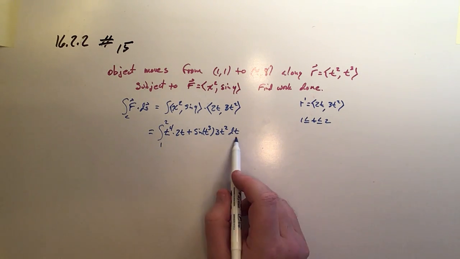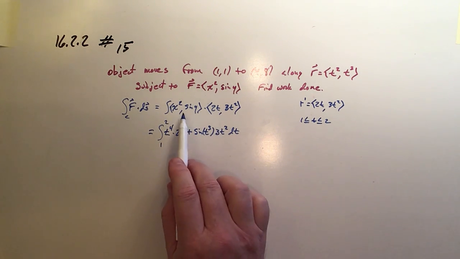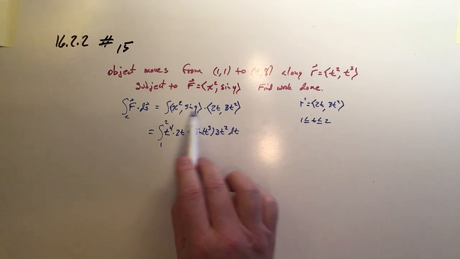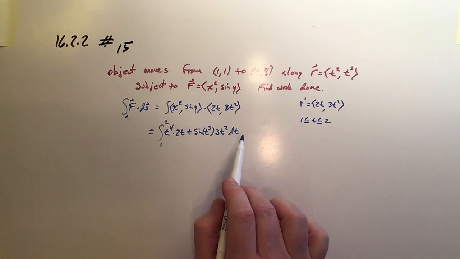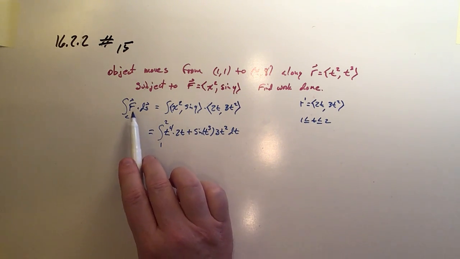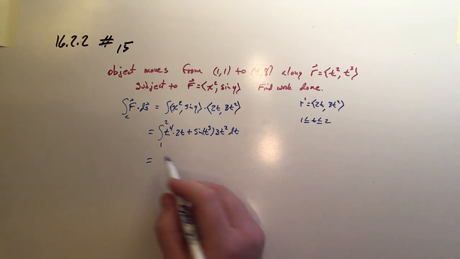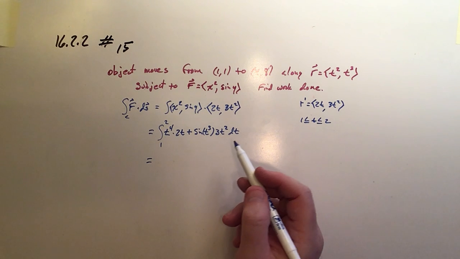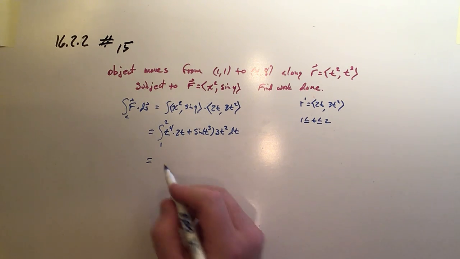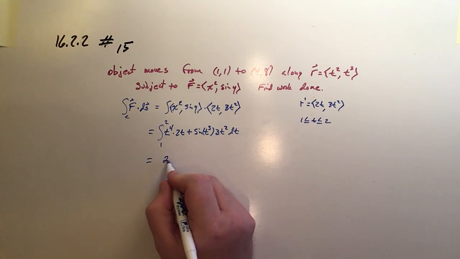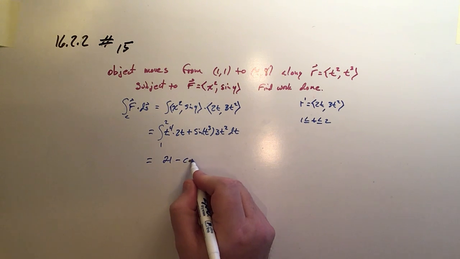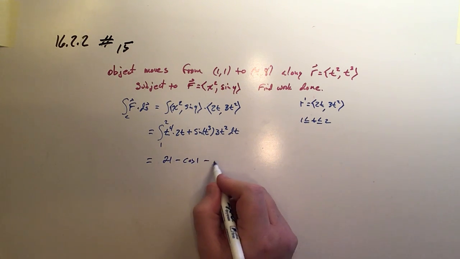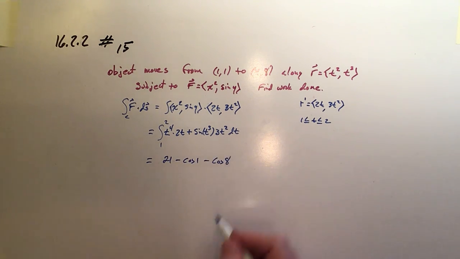So that should be it. We've done the dot product. We've done the replacements of the parameters. We're now ready to evaluate it. It should be a scalar because we're evaluating work and the change in energy is a scalar. So once we evaluate this, both halves of it, we dump in the limits of integration. We're going to end up with 21 minus cosine of 1 minus cosine of 8.